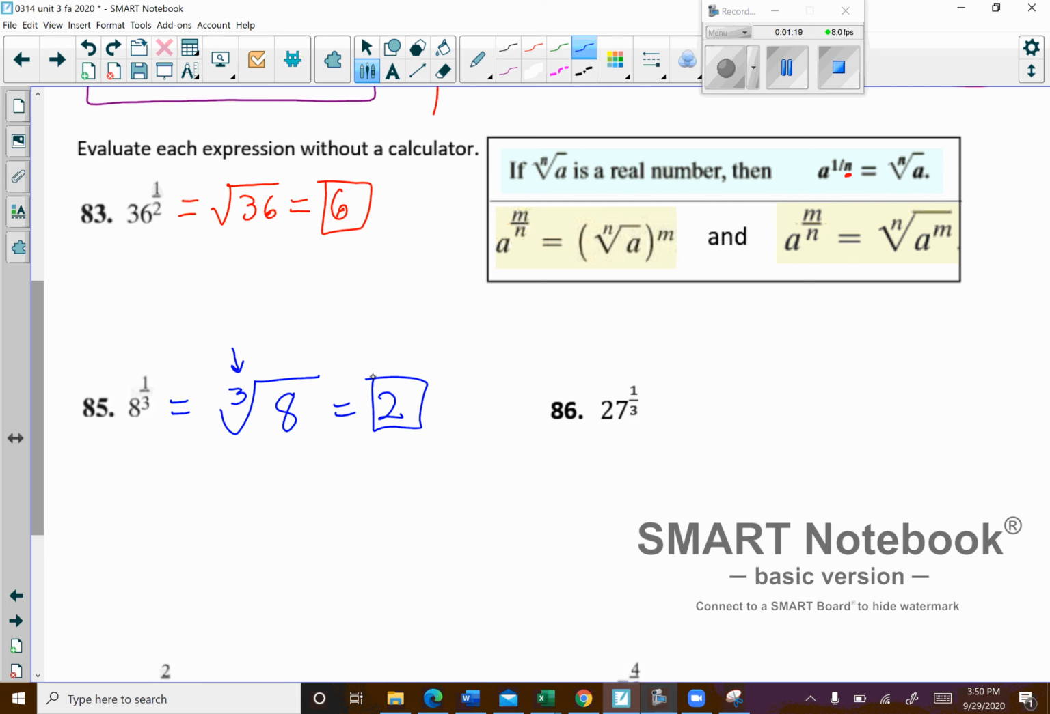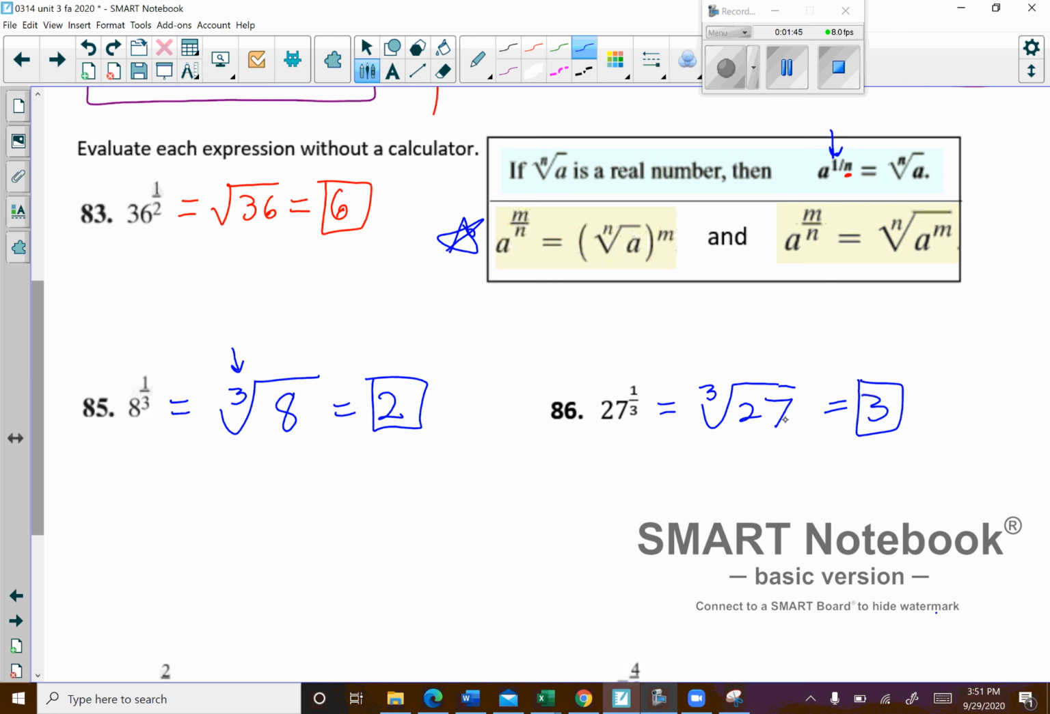I have one more example like this, and then we're going to look at what happens if my numerator is something other than a 1. So right now we're just focusing on if the numerator is a 1. In a moment, we'll see what happens if it's not. So right here, this is going to be the cube root of 27, which is 3, because 3 to the power of 3 would be 27.